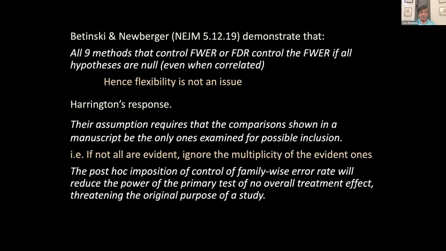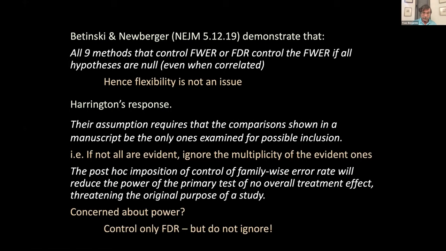A second argument was that the post hoc imposition of control of the family-wise error rate will reduce the power of the test of no overall treatment effect, threatening the original purpose of a study. Well, if you're concerned about power, don't use the family-wise error rate, control only the false discovery rate, but do not ignore the issue of selection.